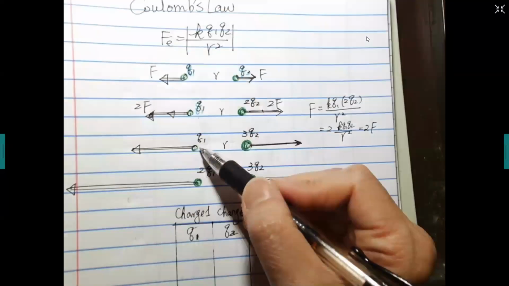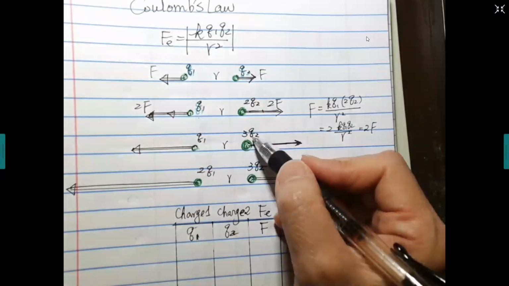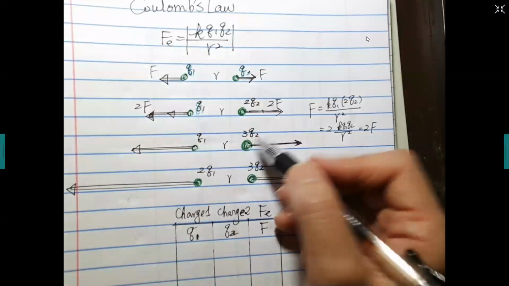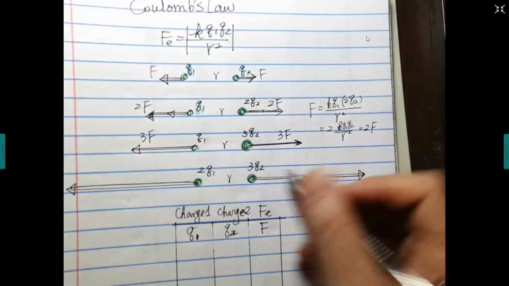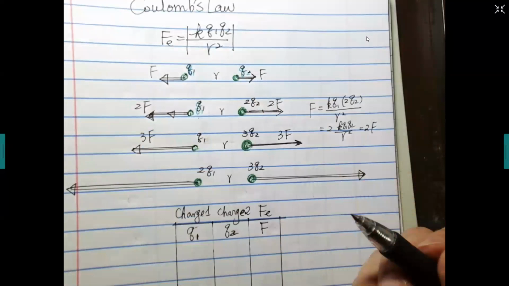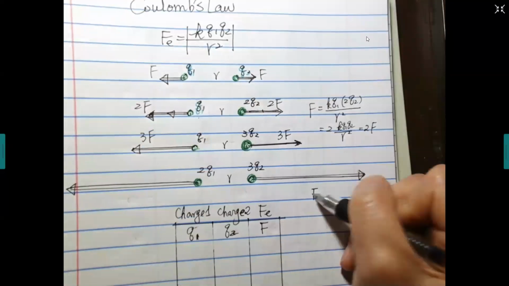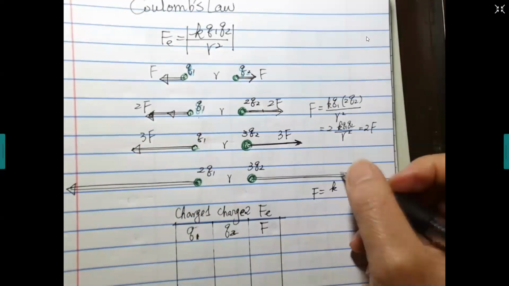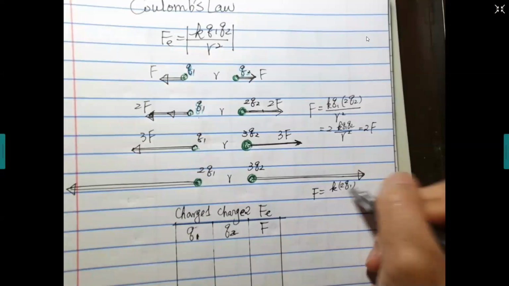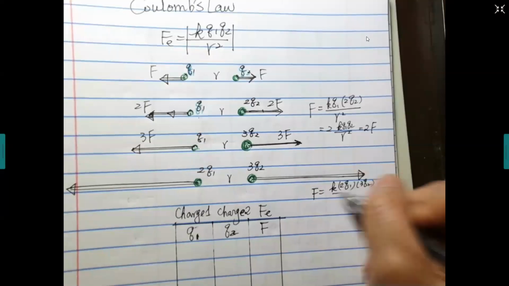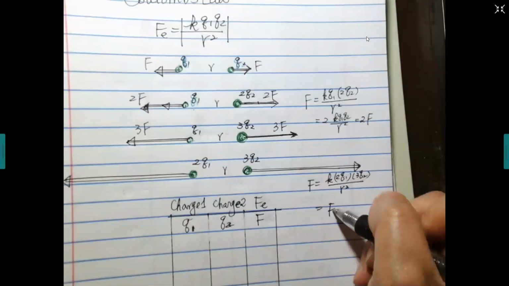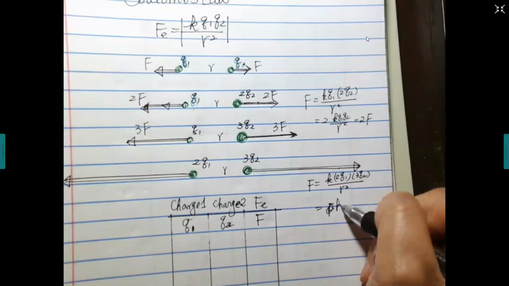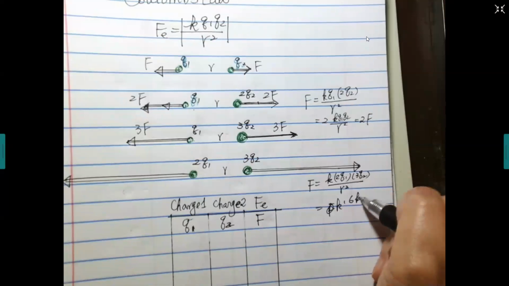When the separation stays the same, Q1 remains the same, and one of the charges becomes tripled, then the force becomes tripled. Now, what happens if both of them change? Well, take a look at F equals k Q1 Q2 over R squared. Now Q1 becomes double, Q2 is quadrupled, and the separation is the same. Then the force will become k times 8 Q1 Q2 over R squared.